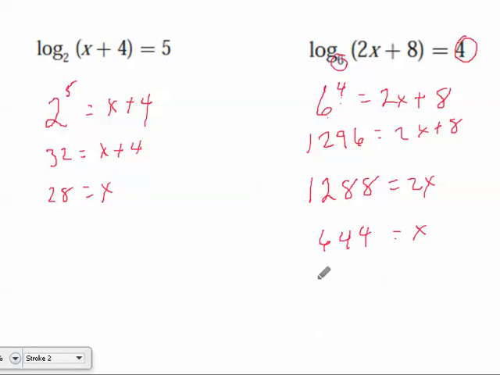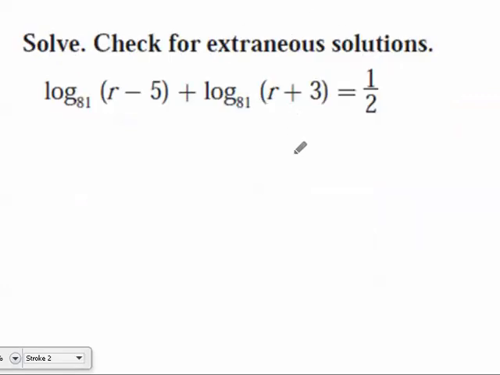Wow, that didn't seem like that was that difficult. That's why converting back to exponential sometimes is great. Okay, this one is giving you a clue. See where it says right here, check for extraneous solutions? That means not everything that I'm going to get out of this one is going to be a valid number, and I'm going to have to go back and check for it.